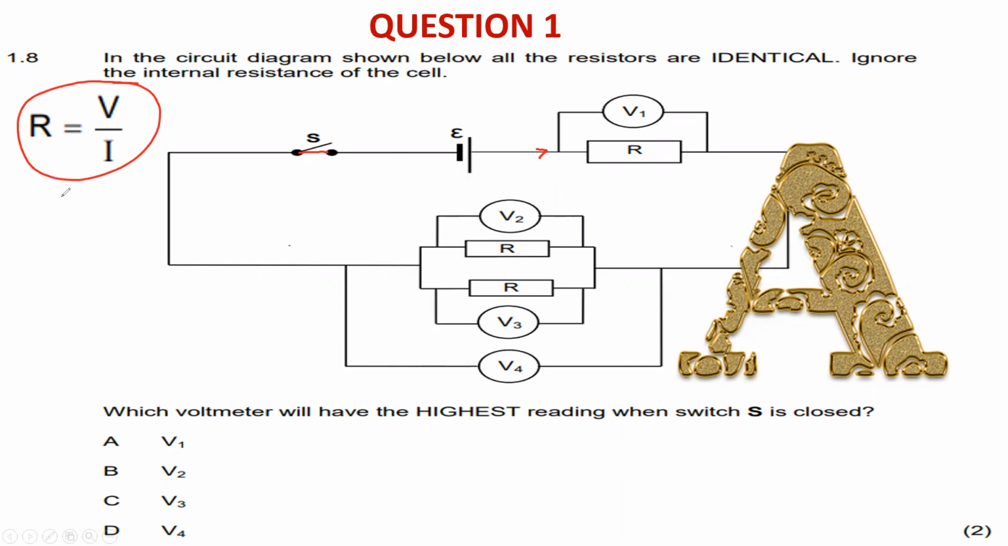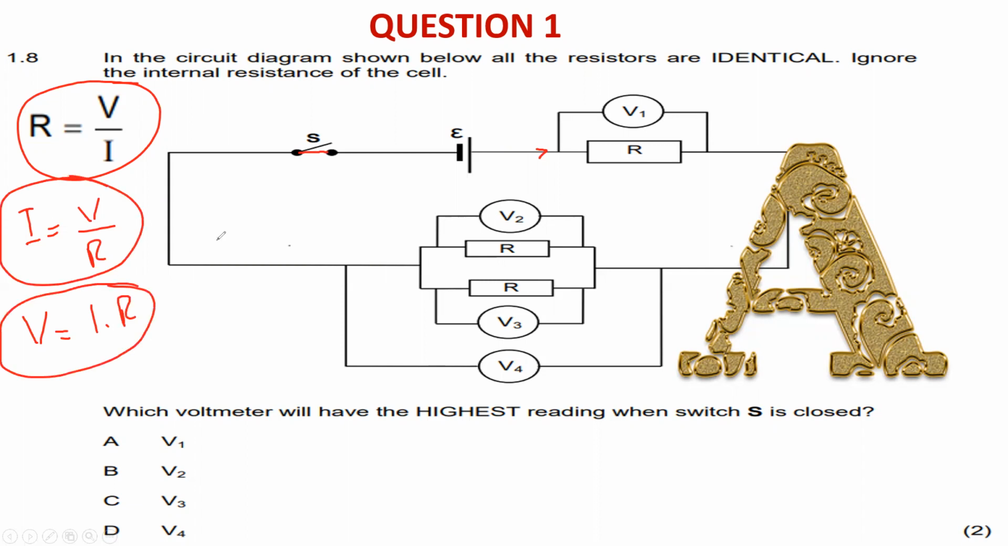If you have R is equal to V over I, so I is equal to V over R. So, we are looking for voltage, so we can say V is equal to I times R. So whatever you need, you can use from Ohm's law. You can write three different formulas. Now we are using voltage.